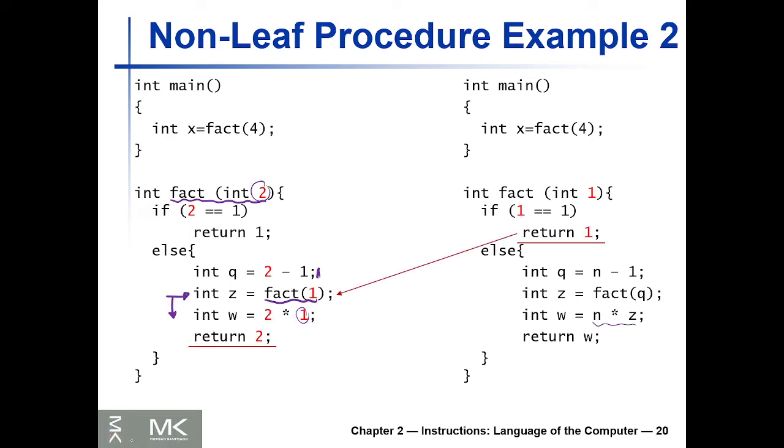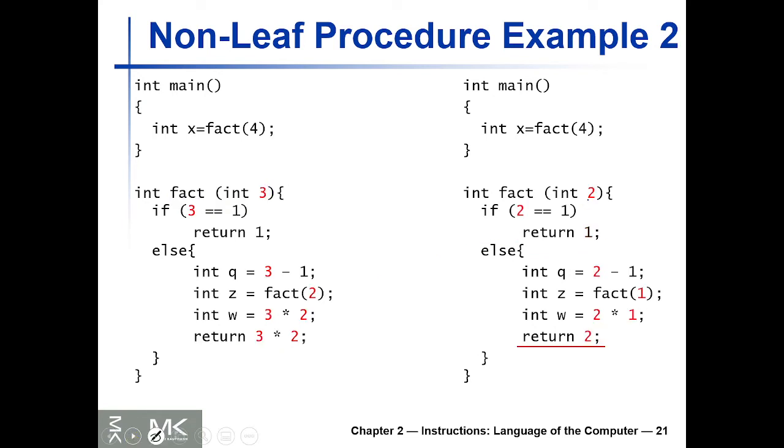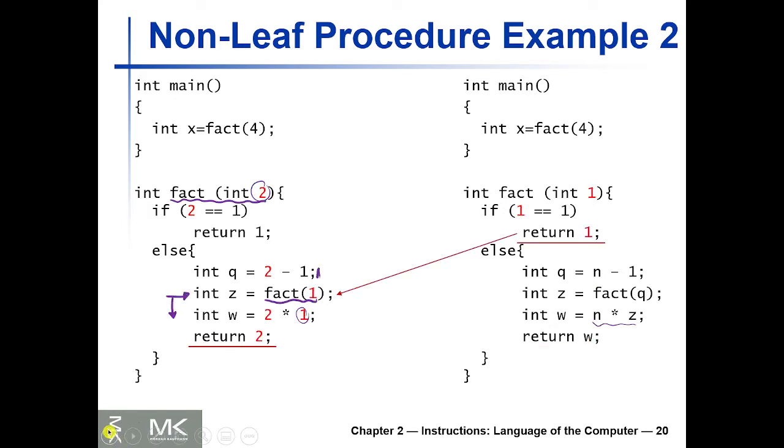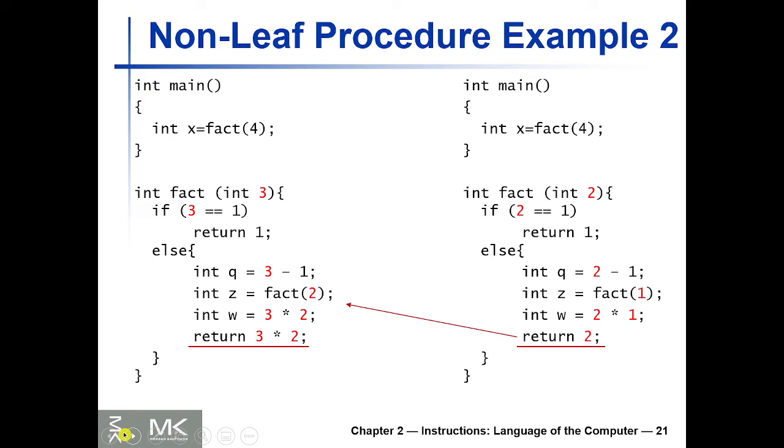So yes, here it is. We stopped at int fact int 2. We calculated w, and in that case it's 2. Then we're gonna go to the caller, because when we calculated fact int 3, we stopped at z equal to fact of 2. Now we can continue because fact of 2 is actually 2. So we will calculate w, and then w is equal to 6.